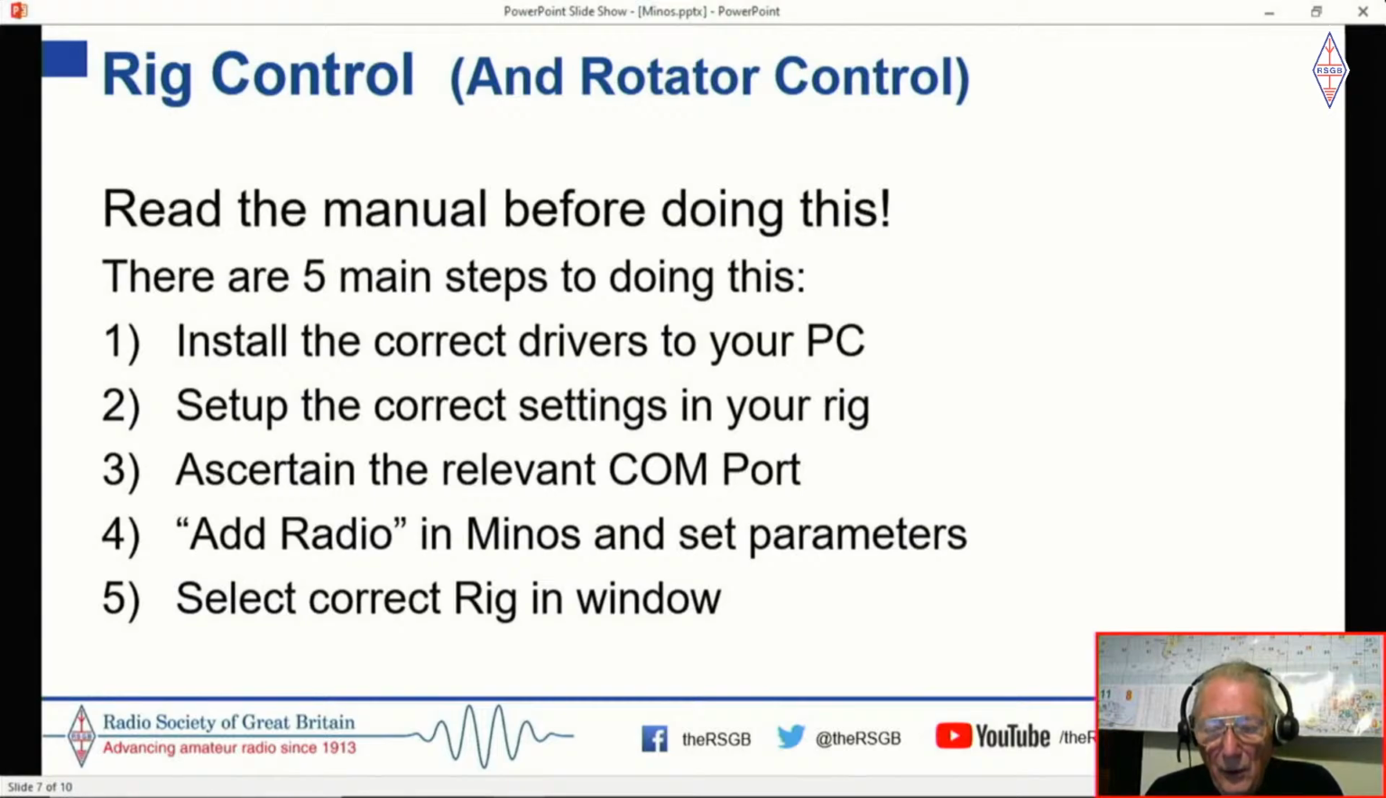When you are selecting the add radio in MINOS, there are 2 programs that you can use. MINOS, in common with many other programs that have rig control, don't actually talk to the rig or the rotator at all. They use an interface program, of which there are 2. One is called HamLib and one is called OmniRig. HamLib is probably the preferred choice. It tends to be easier to set up. It normally reacts quicker and gives you control over more features on the rig.